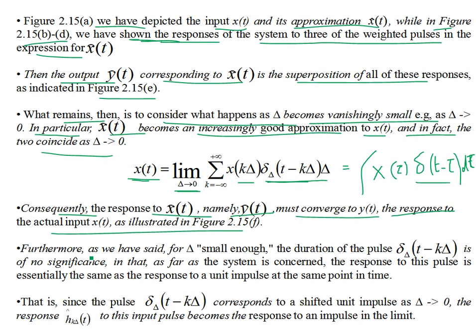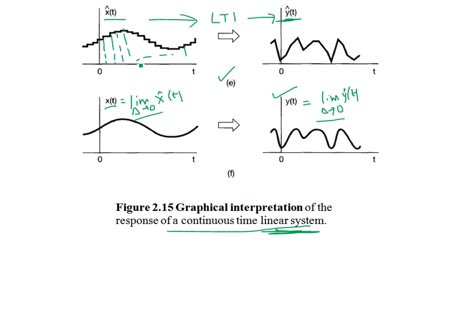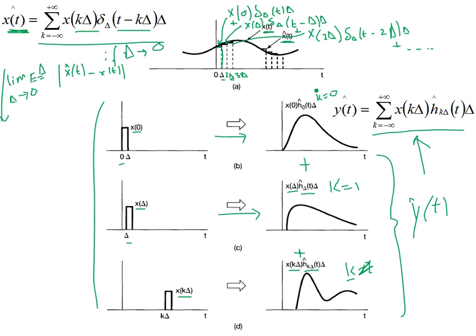Furthermore, as we have said, if delta is small enough, the duration of the pulse is of no significance as far as the system is concerned, because the response to this pulse is essentially the same as the response to a unit impulse at the same point in time. The idea is, whatever duration of pulse you are considering, you're going to have a response. For example, over here, this is h naught(t), and this is h delta(t). So wherever in time that pulse is occurring, you're going to have an impulse response.